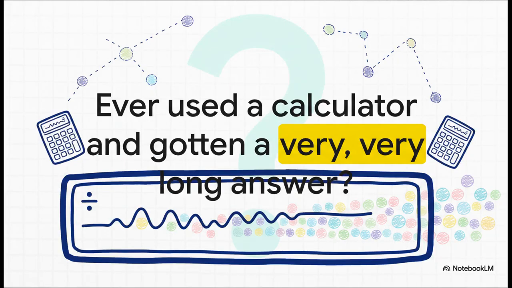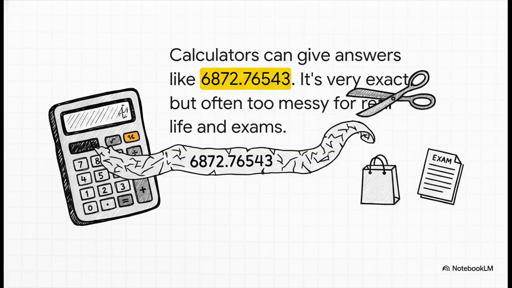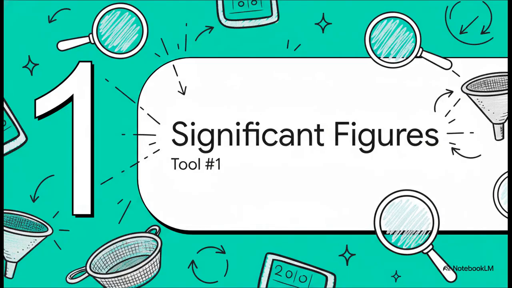Have you ever typed something into your calculator and the answer that comes out just fills up the entire screen? I'm talking about a really, really long number with a ton of digits after the decimal point. Yeah, exactly like this. Now, a number like this is super exact, which is cool, but in real life, and especially in your exams, you usually don't need all that detail. It's just messy. So what we need is a way to make it simpler, easier to work with. And that brings us to our first tool for the job.